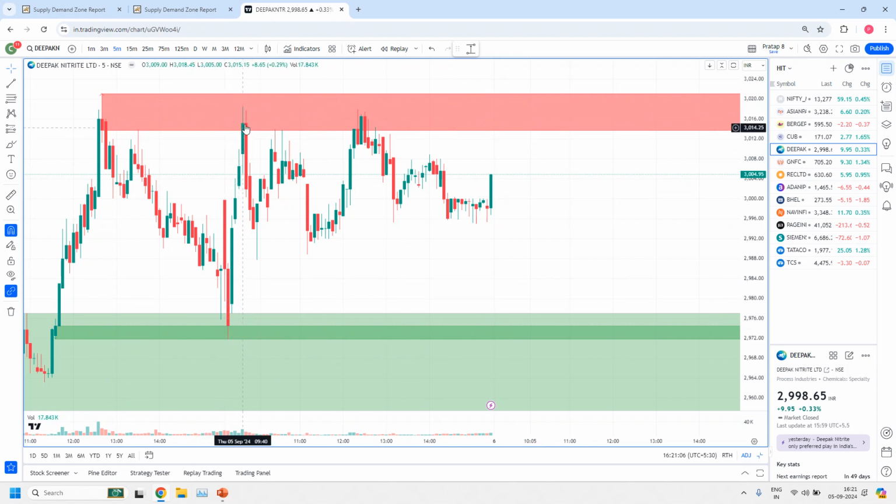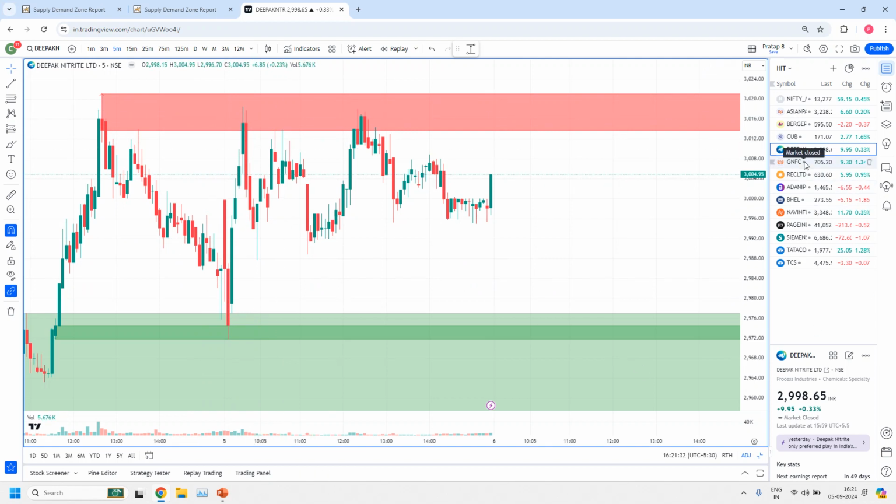You got the entry and reached the target. And it has given a very good profit today. Deepak Nitrate, over 9,000, I don't remember exactly, I think it is 9,800 rupees. I already posted in our Telegram group. And that is the 7.5% ROI we got in this trade.